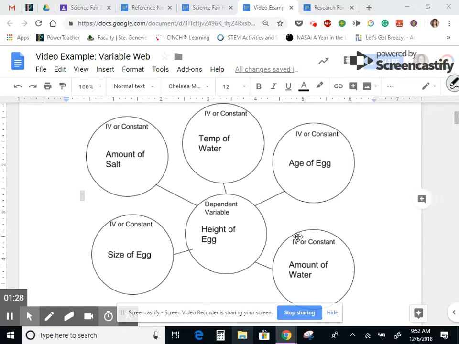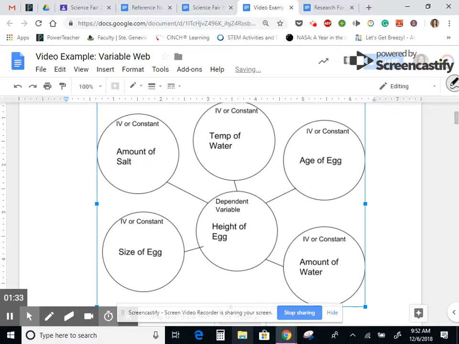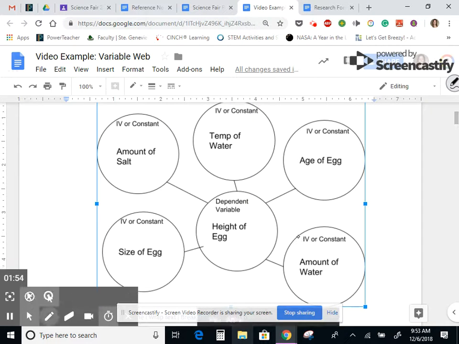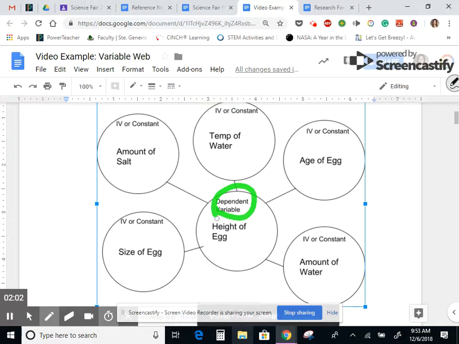So we have officially created our variable web. Now what we need to do is figure out what our variables are. Remember, the dependent variable is what we're measuring. We're going to do something in the experiment and then measure the effects of it. That's the dependent variable. For this example, our dependent variable is the height of the egg. That's our DV, and that's what we're measuring.